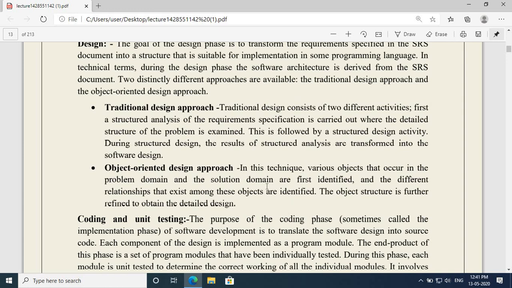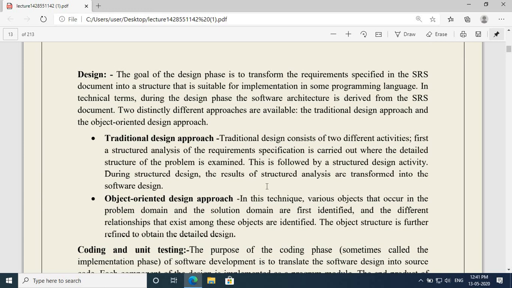Next stage is known as the design phase. The goal of the design phase is to transform the requirements specified in the SRS document into a structure that is suitable for implementation in some programming language. What is the main aim of the design phase? Whatever requirements were gathered in the previous stage must be specified in the SRS document. This SRS document must be implemented in some programming language. That is the main aim of the design phase.